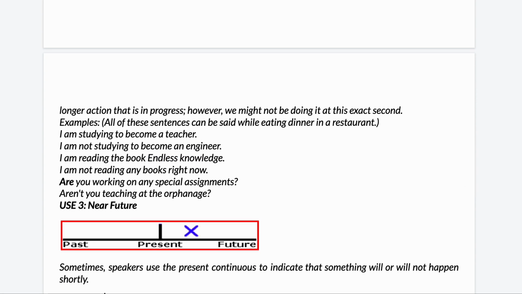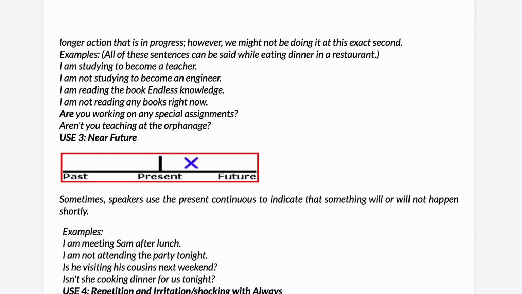An orphanage is a place for kids who have no parents.